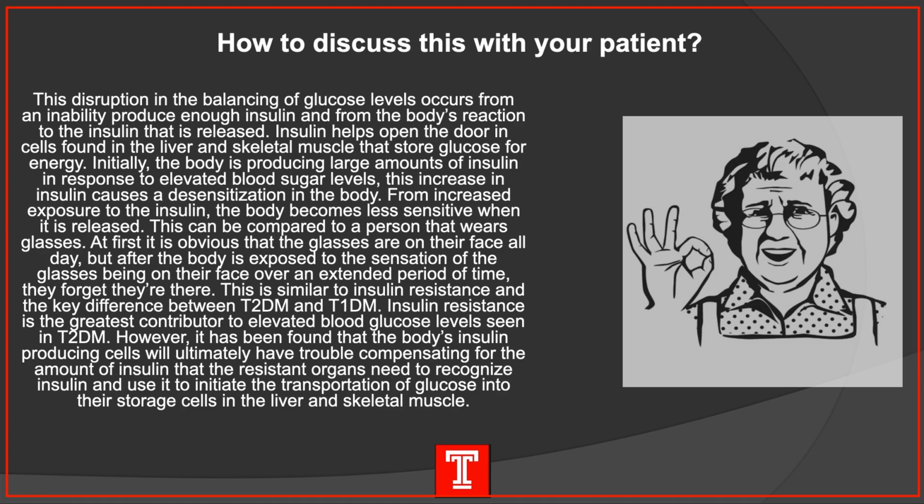How to discuss this with your patient. This disruption in the balancing of glucose levels occurs from an inability to produce enough insulin and from the body's reaction to the insulin that is released. Insulin helps open the door in cells found in the liver and skeletal muscle that store glucose for energy.